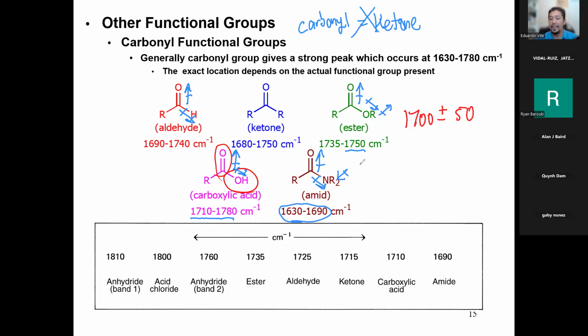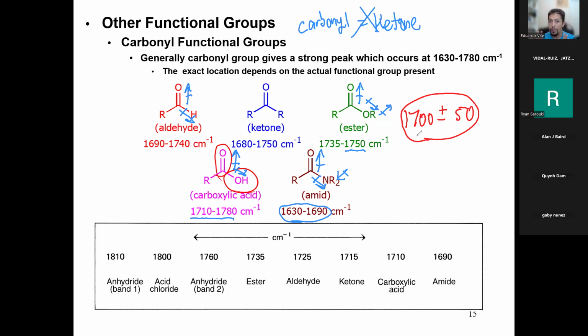So it just depends. And again, I want to emphasize these numbers are not absolute. They are not exact. It is not always a ketone at 1715. It is not always an ester at 1735. Depending on the rest of the molecule, depending on the polarity of the whole molecule, some of these numbers are going to vary a little bit. That's why my own general rule is 1700 plus or minus 50. If you follow that rule, you'll be pretty good about 95% of the time.